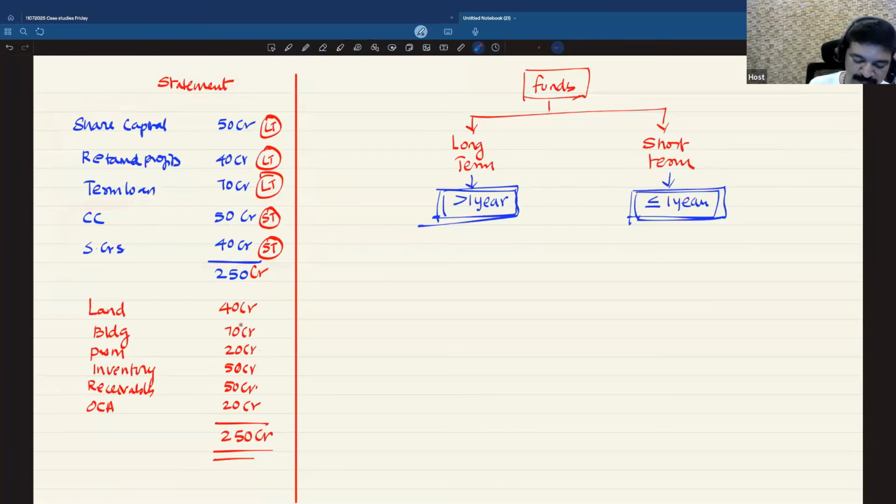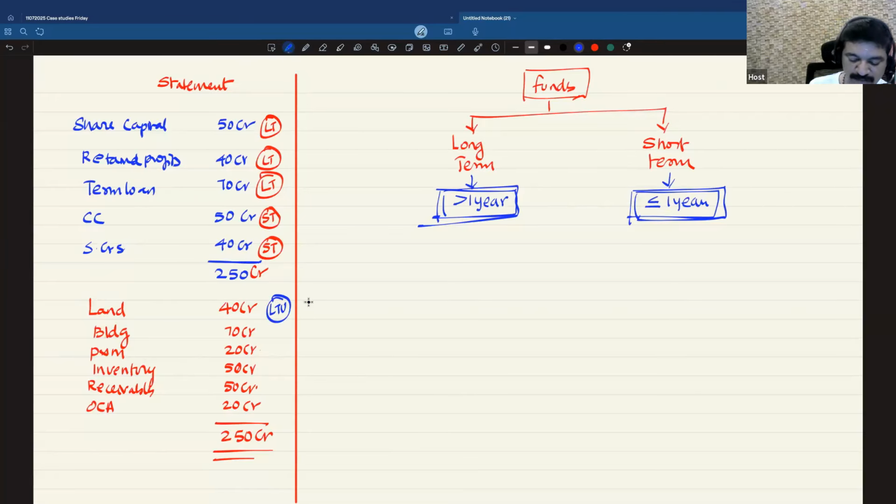Now, let us also see how the uses were made. This 250 crore has been used for various purposes, right? Let's see whether they have been used for long-term use or short-term use. Simple. I'm investing 40 crore in purchasing land. I don't have any intention to sell the land. I'm planning to use the land for my business purposes. Is it long-term or short-term? This is a long-term use.